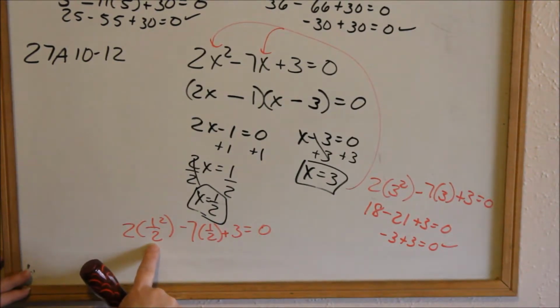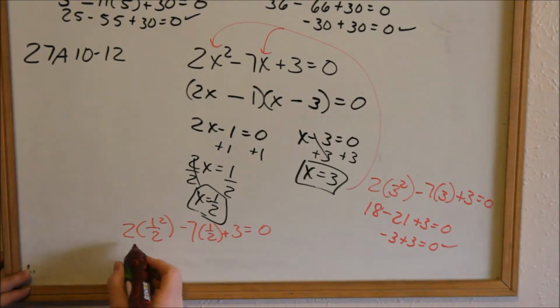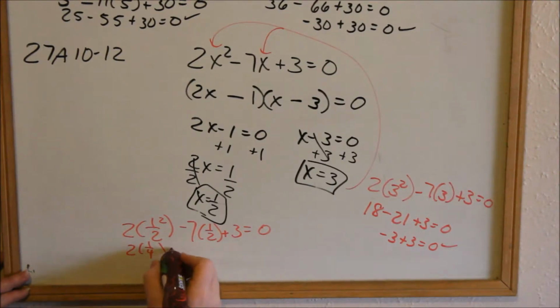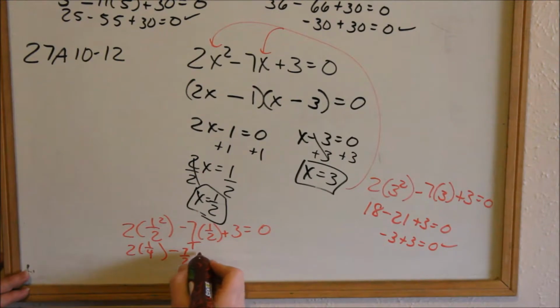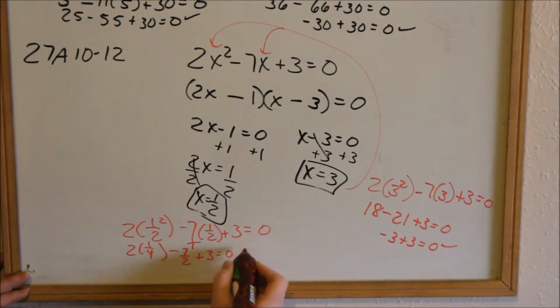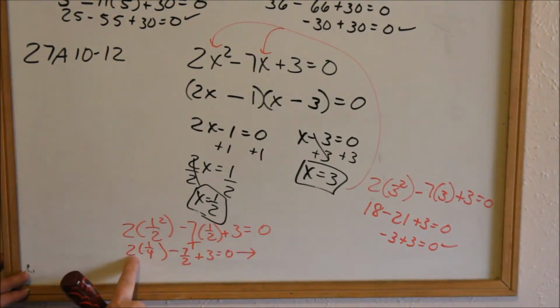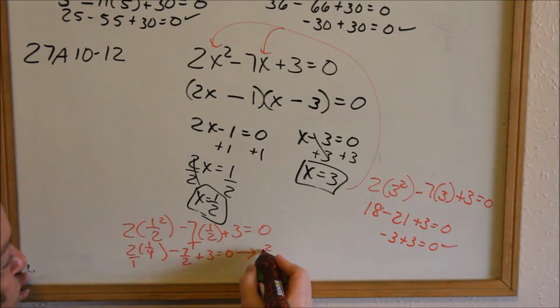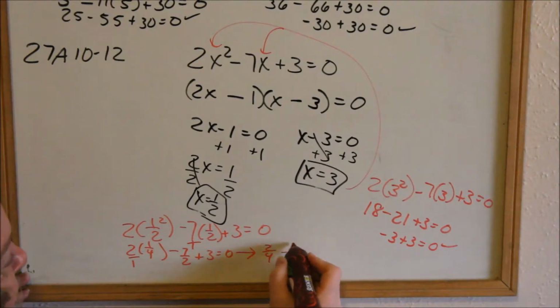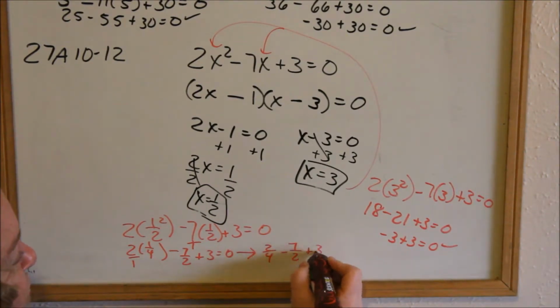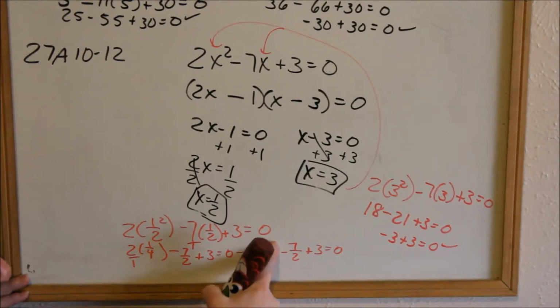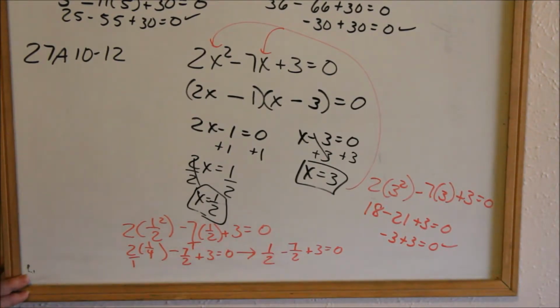Okay, 1/2 squared is 1/4. So I have 2 times 1/4, because that's 1/2 times 1/2, minus, this is like 7 over 1, that would be minus 7/2 plus 3 equals 0. I'm going to scooch over. 2 times 1/4, that's like 2 over 1. So that would be 2/4 minus 7/2 plus 3 equals 0. I'm going to reduce my 2/4 down to 1/2, so I have the same denominator.